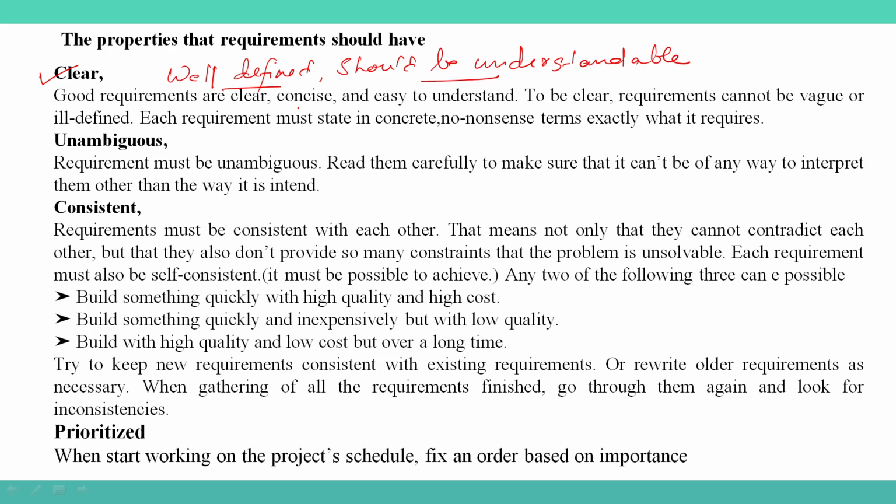Good requirements are clear, concise and easy to understand. I think there is no more explanation required. Then second part is unambiguous. എന്താണ് unambiguous എന്ന് പറയുന്നതിന്റെ കാരണം എന്താണ്? That means there should not be any kind of ambiguity that resides in your requirement. എന്താണ് ഈ ആംബിഗ്വിറ്റി എന്ന് പറഞ്ഞാൽ?